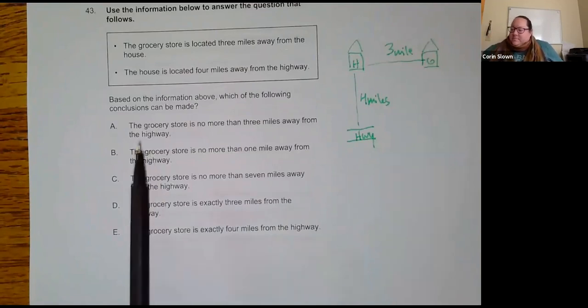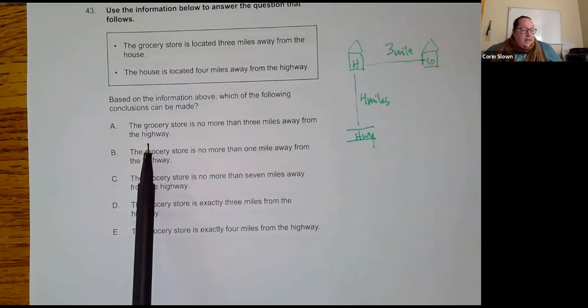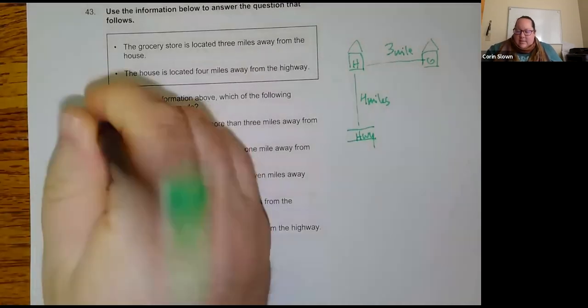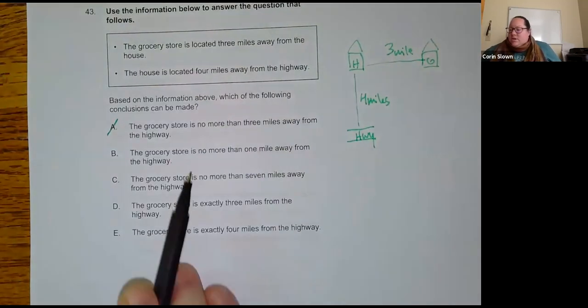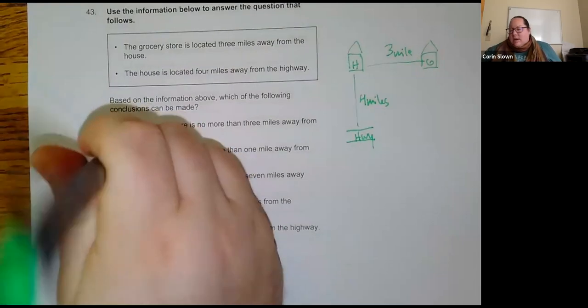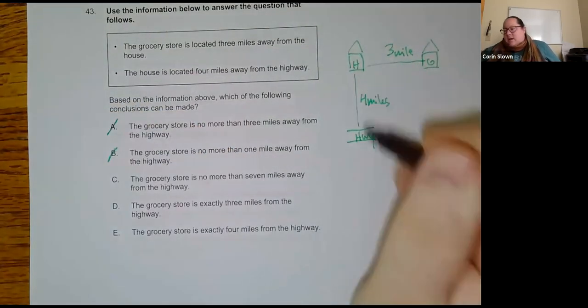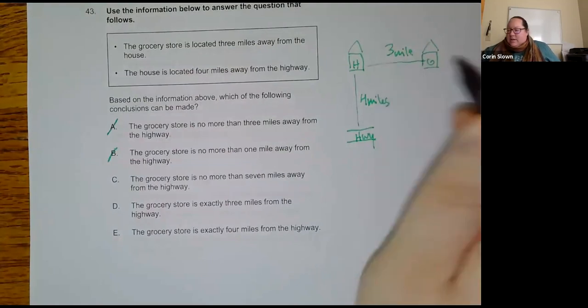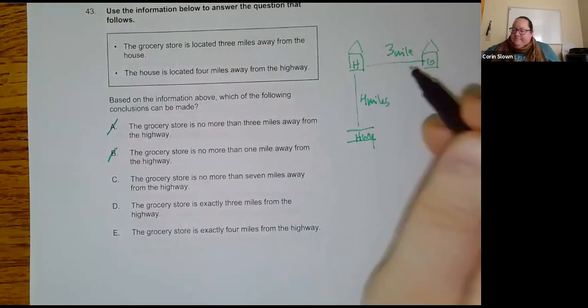So the grocery store is no more than 3 miles away from the highway. Well, I can't say that, right? Because it could be, if the highway was over here, that would be 7 miles. So I can't say A. The grocery store is no more than 1 mile away from the highway. I can't say B either, right? Because if it was here, that's more than 1 mile. The only way it could be 1 mile is if they were literally on the same or parallel path.